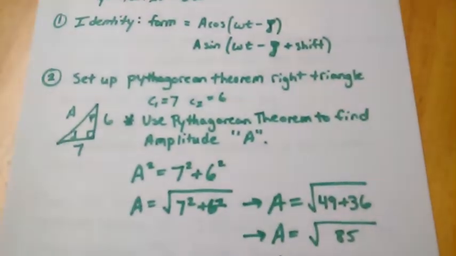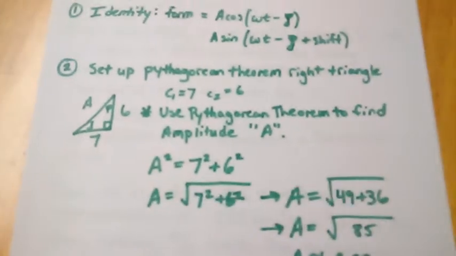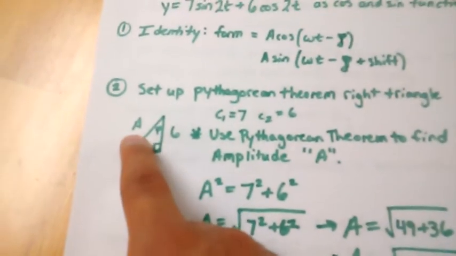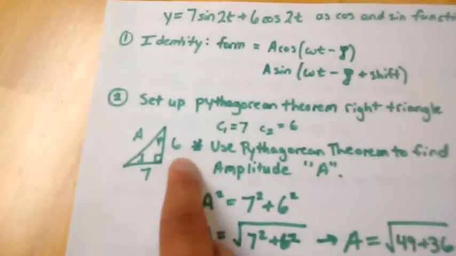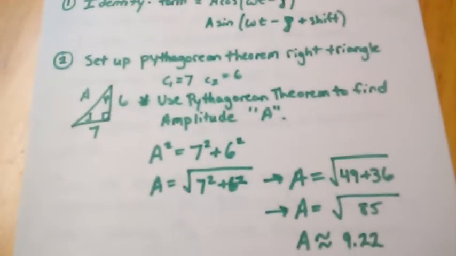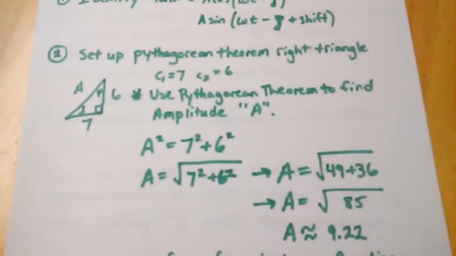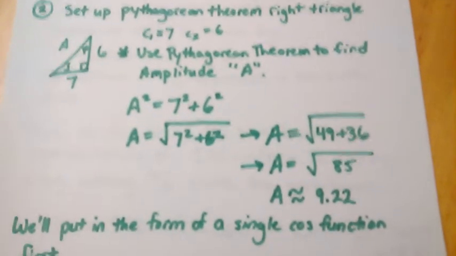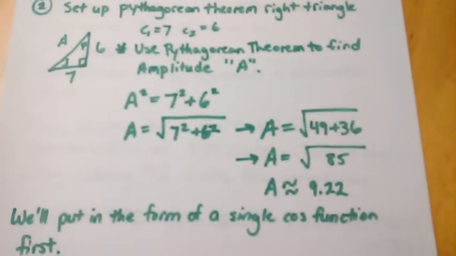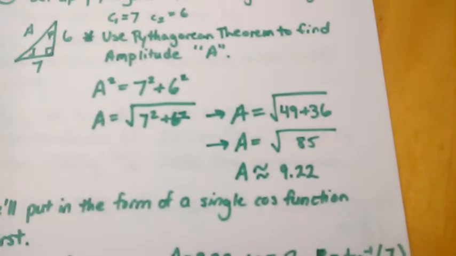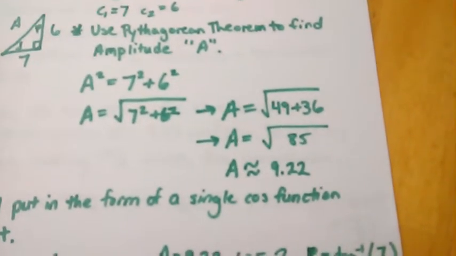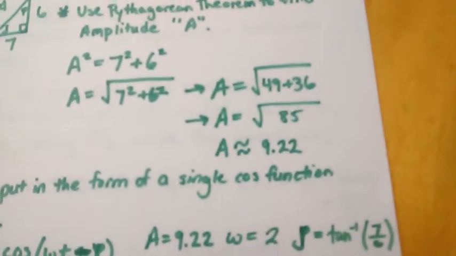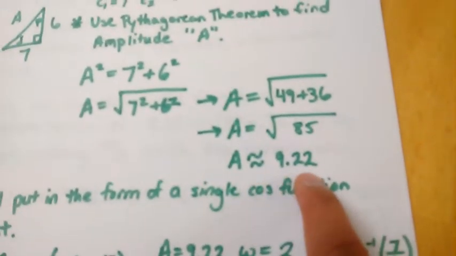So we're going to set up the Pythagorean theorem using the right triangle, and we have delta here, phi there, A, C1 equal to 7, and C2 equal to 6. We can get A by saying A squared is equal to 7 squared plus C2 squared, which means that A is equal to the square root of 7 squared plus 6 squared, which is the square root of 49 plus 36, which is the square root of 85, which I approximated to be 9.22.